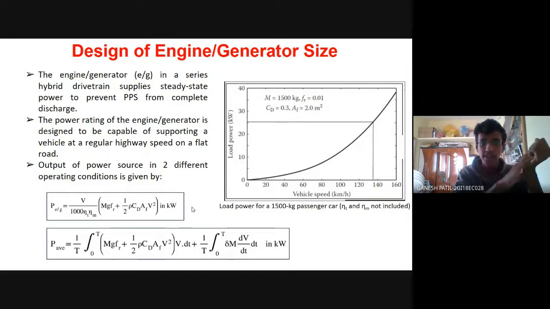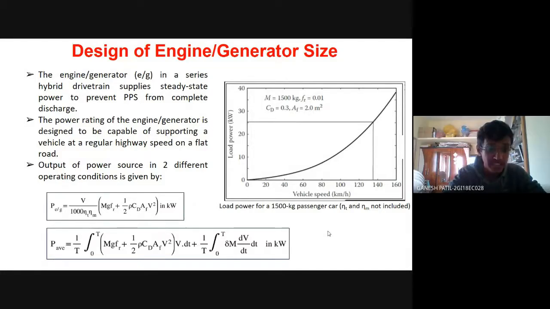So for this series hybrid drivetrain engine generator size, we again consider two cases. One is the highway case, where we drive the vehicle at a constant speed. It is a high speed, but no acceleration is required. And in the second condition, we see the urban cycles where constant start-stop is required. So acceleration and deceleration are continuous.